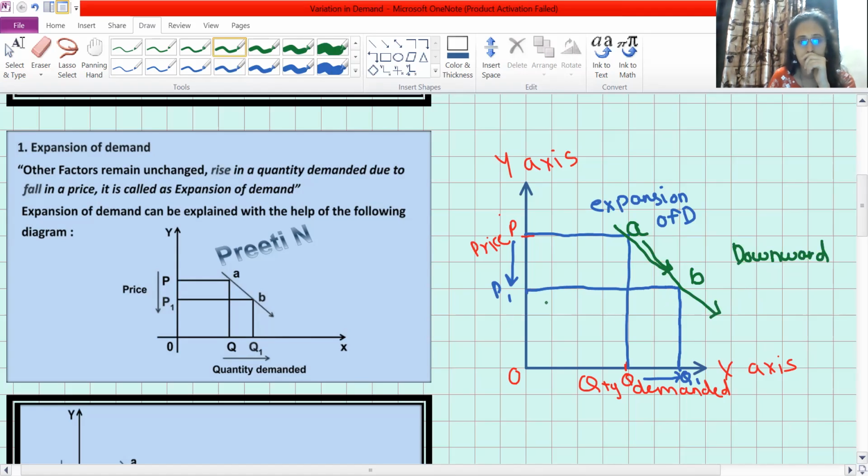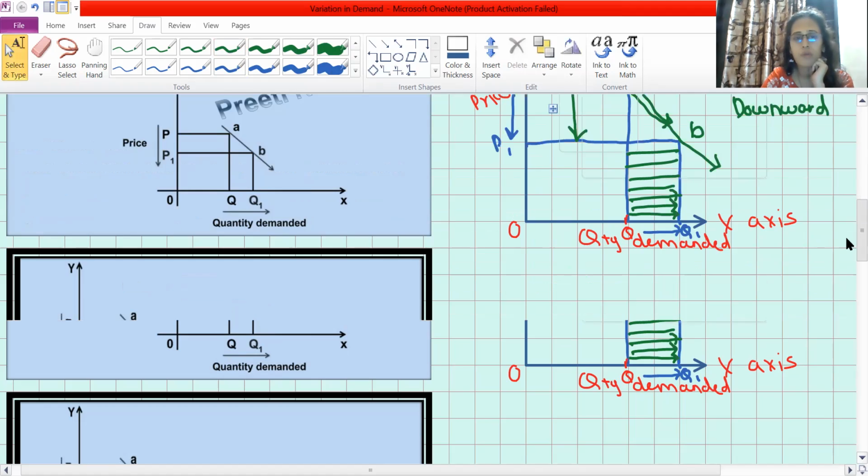Okay, done. Again, I am explaining: at OP price, quantity demanded is OQ. When price falls, demand has expanded. Here price has reduced and therefore my demand has expanded. I am showing you to what extent demand has expanded. So my new quantity is OQ1. So expansion of demand took place only because of change in price. Now let's see the explanation of expansion of demand.